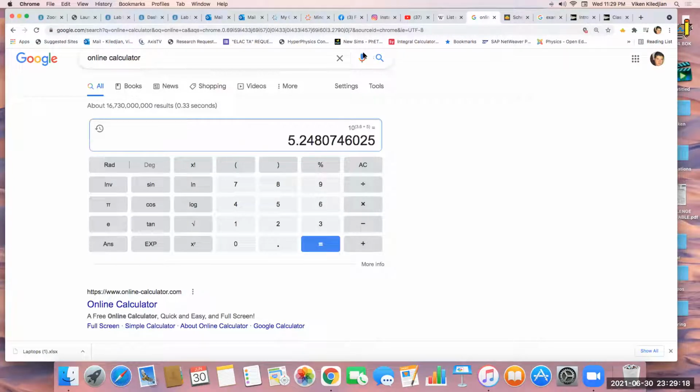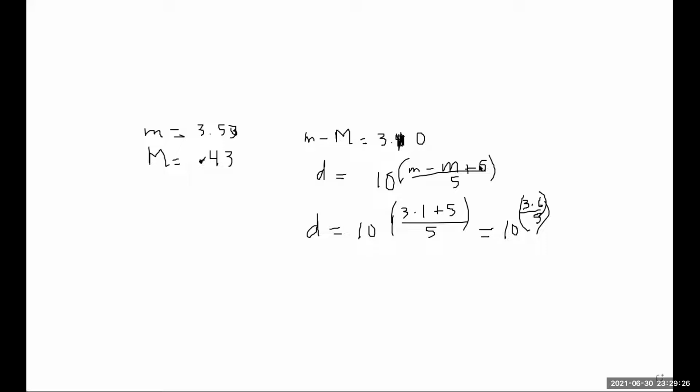Okay, I did the math wrong. Wait, hold on. I think it's too late in the night. I'm too tired. 3.10 plus 5 is going to be 8.10. What am I doing? I did 3.10 plus 0.5. Oh my gosh. Yeah, a little math mistake. There you go. Okay, so plus 5. So that should be 8.10. Yeah, there you go. 8.1 over 5.